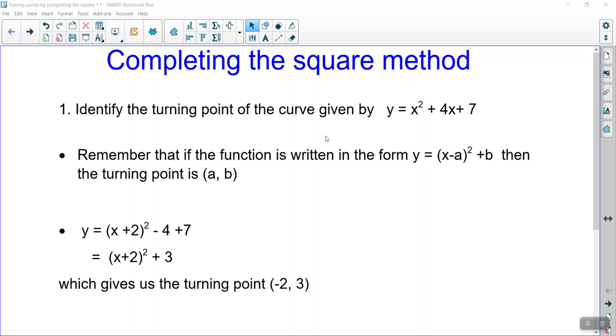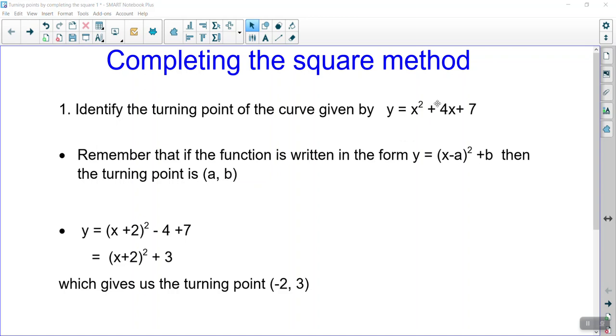The advantage of this is that if a function is written in the form y equal to x minus a whole squared plus b, then the turning point can be easily identified as (a, b). Remember, we'll negate the sign of a and the b stays the same. Now how to do this?